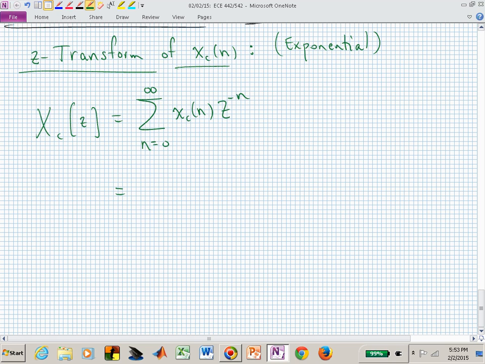You could plug in all these different values of little n. You could say, oh, I have x sub c of 0 times z to the 0. That's just 1. Let me just leave that one off. Plus x sub c of 1, z to the minus 1, plus x sub c of 2, z to the minus 2, etc.